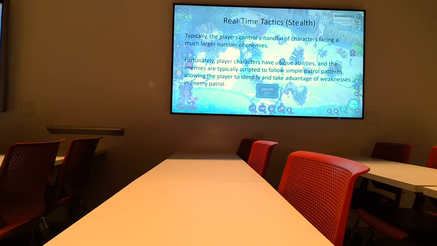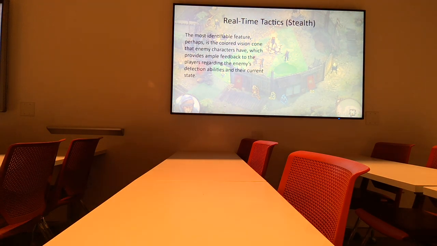The characters will have unique abilities. Enemies are typically very scripted to follow simple control patterns so that you can take advantage of their weaknesses. And one of the most identifiable features is perhaps this colored vision cone. You have this thing that is green that shows what the enemy is seeing. If they spot your character, it might turn yellow, and if they take longer and your character stays within the yellow zone, it will turn red, in which case they call their friends.